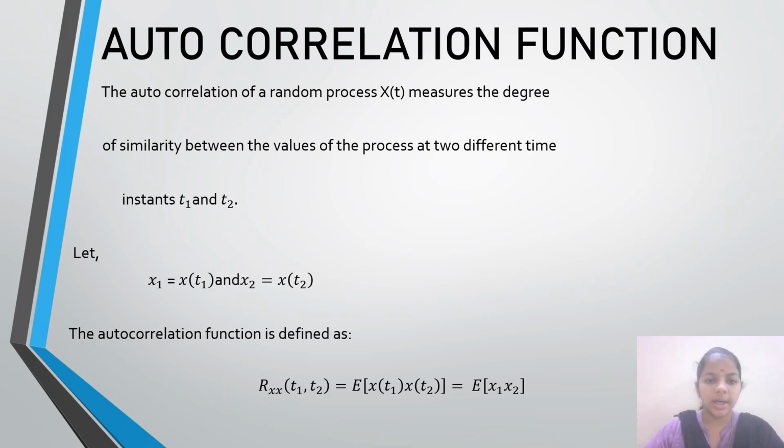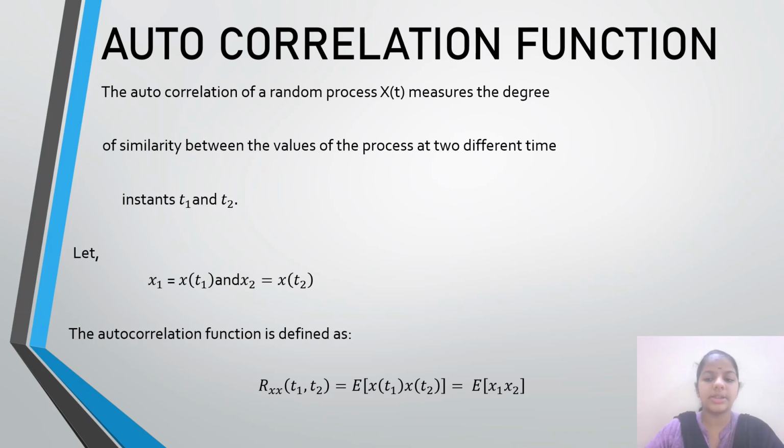The autocorrelation of a random process x of t measures the degree of similarity between two values of the process at two different time instants t1 and t2. Let x1 equal x of t1 and x2 equal x of t2. The autocorrelation function is defined as Rx of tau equals expectation of x of t1 into x of t2, that is equal to expectation of x1, x2.